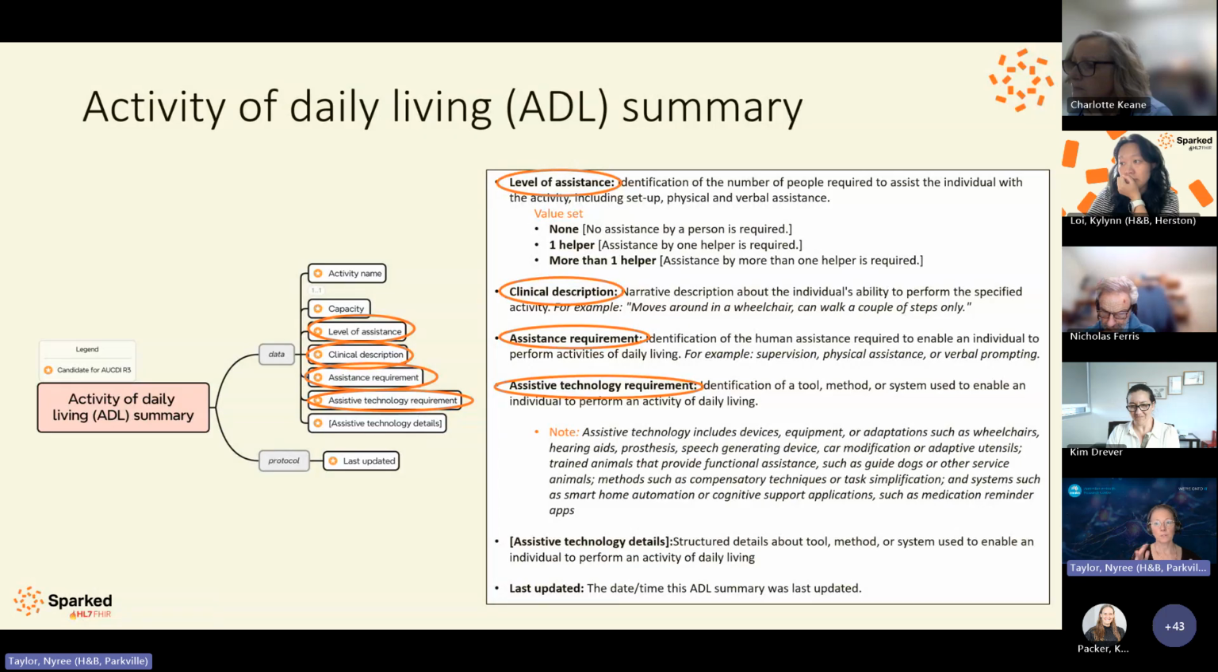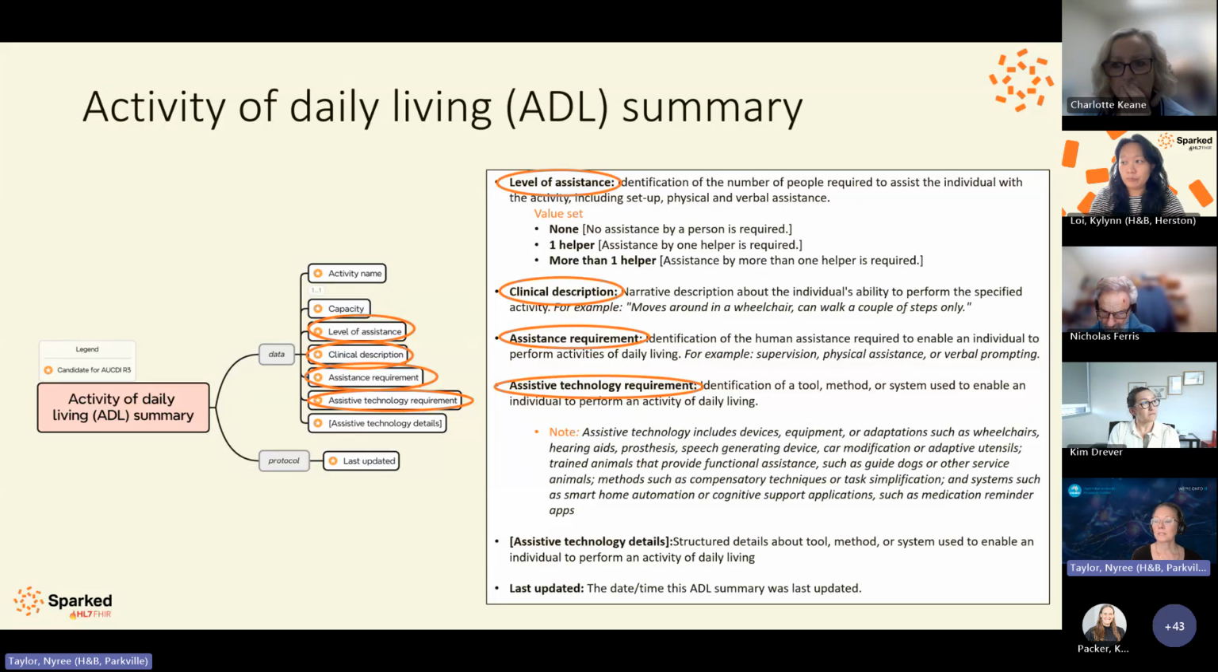Now, I'd like to go through very carefully what we mean by assistive technology, because we're going to include devices, equipment, adaptations such as wheelchairs, hearing aids, prosthesis, speech generating devices, car modifications or adaptive utensils, trained animals that provide functional assistance, such as guide dogs or other service animals, methods such as compensatory techniques or task simplifications, systems such as smart home automation or cognitive support applications such as medication reminders and apps.